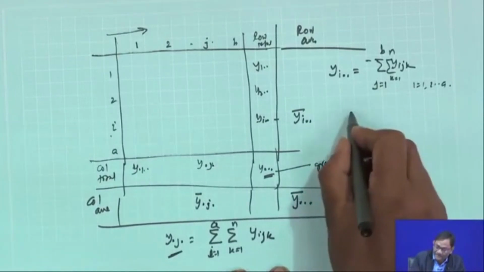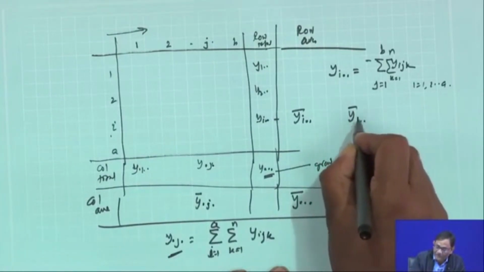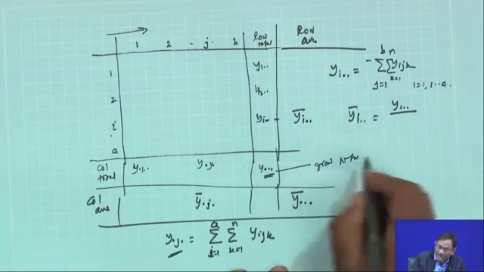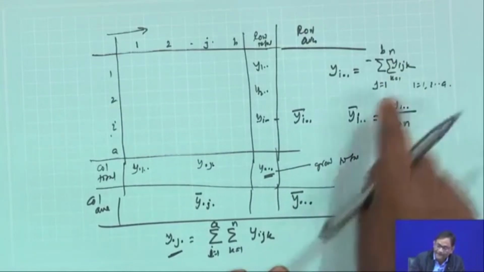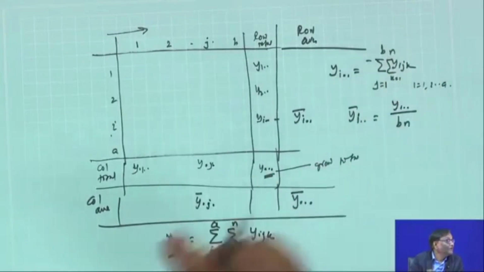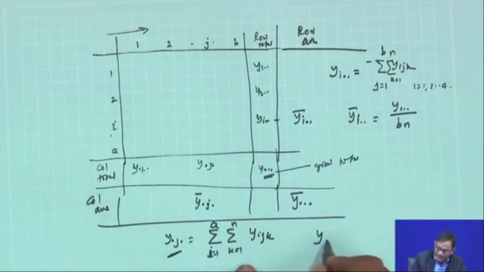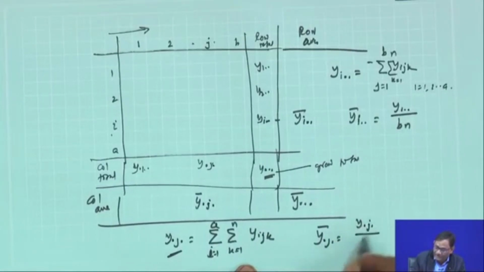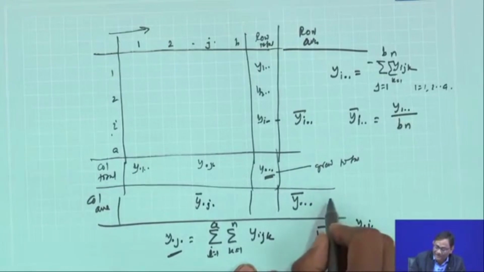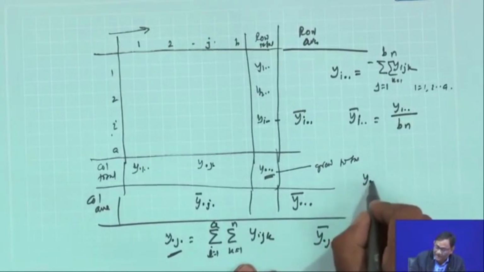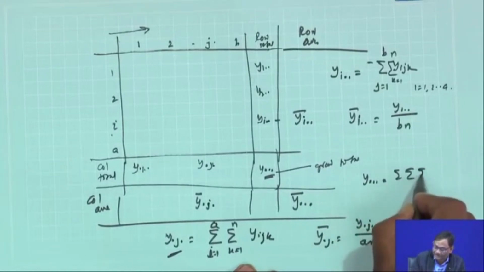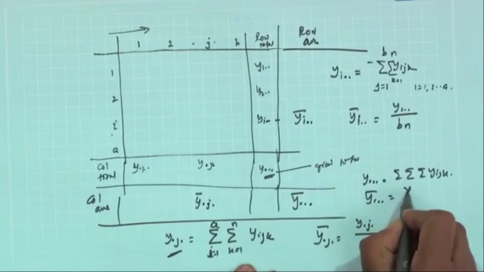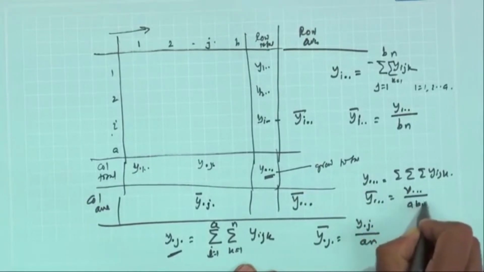Now, what will be the averages? The row average will be the total y_i.. divided by b times n. The column average will be y_.j. divided by a times n. The grand total is the sum of all y_ijk, and the grand average will be the grand total divided by a times b times n.